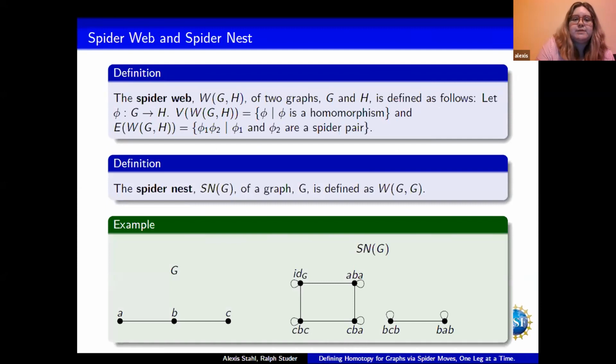Then we defined a spider web, where the vertices are homomorphisms from G to H, and there is an edge between two homomorphisms if they are a spider pair. Then we looked at spider nests, which are a spider web from a graph to itself. Here is an example of G and the spider nest of G. If you fold C to A, you get ABA, which is in the spider nest of G, so that homomorphism is in there. And so you can find all homomorphisms in the spider nest.